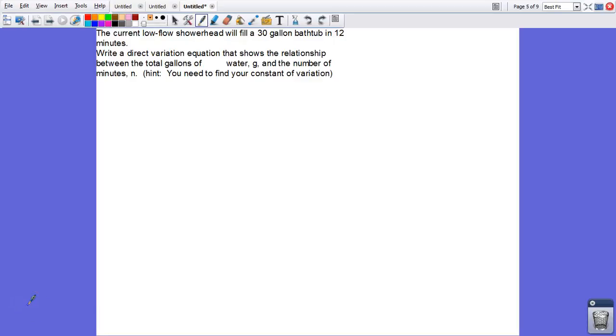All right, you guys, everyone's favorite, we need to write a direct variation equation for the gallons of water based on the number of minutes. So I can already kind of write it without the K, right? I know my gallons is equal to K, some constant of variation, times N, my number of minutes. Then I just need to substitute in some numbers here. I have a 30-gallon bathtub and I have 12 minutes. This will help me find my K.